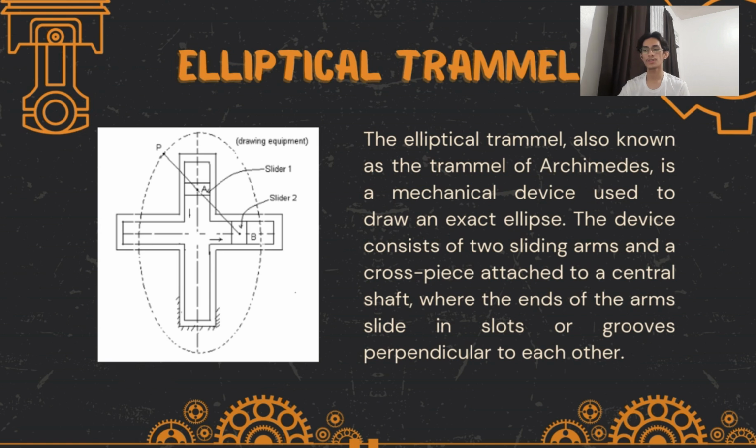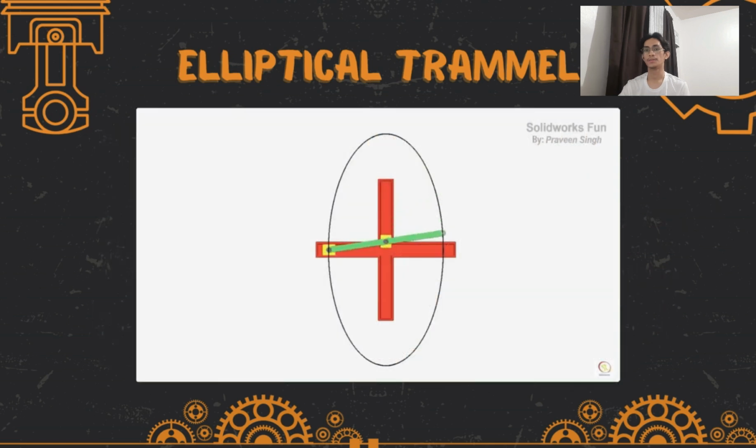Habang gumagalaw horizontally at vertically yung dalawang sliders na yon, yung free moving na end ng rod, which is yung point P, ay nagte-trace or nagke-create ng ellipse. Here is a clip for you to better understand.